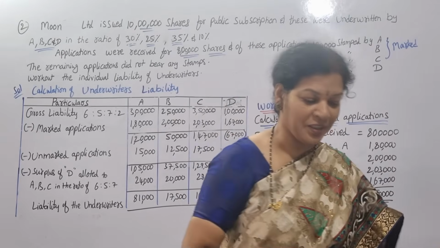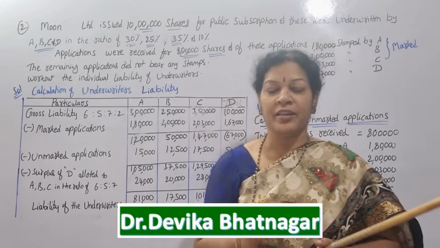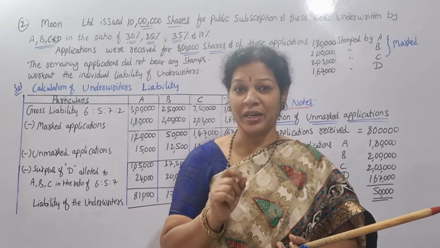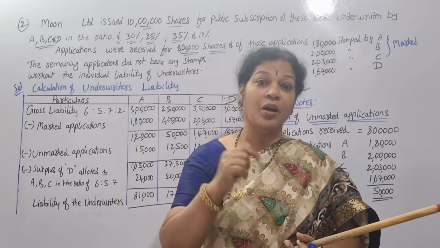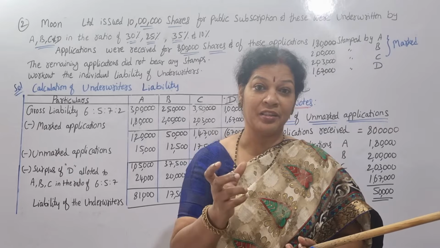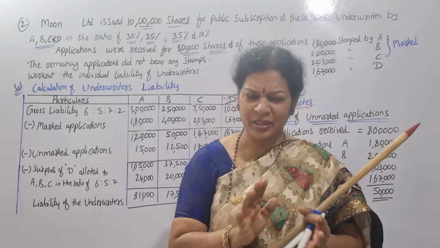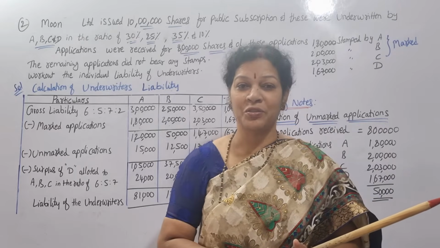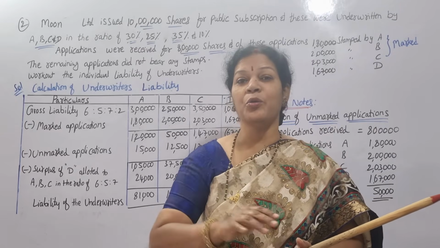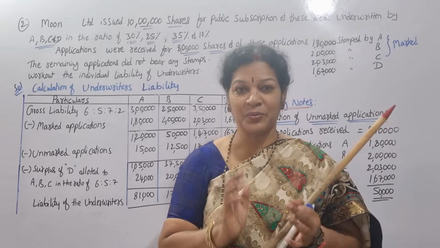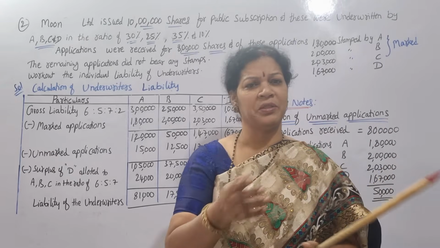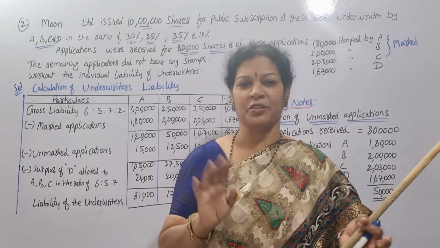Okay, in the previous class I taught you one problem related to underwriting, how we can calculate the liability of underwriters. This is the same type of problem, but there is a twist: when you get a surplus of any underwriter, how to adjust it. So this is what we are going to learn. If you understood the last problem, this is quite easy. Now let's enter into the problem.